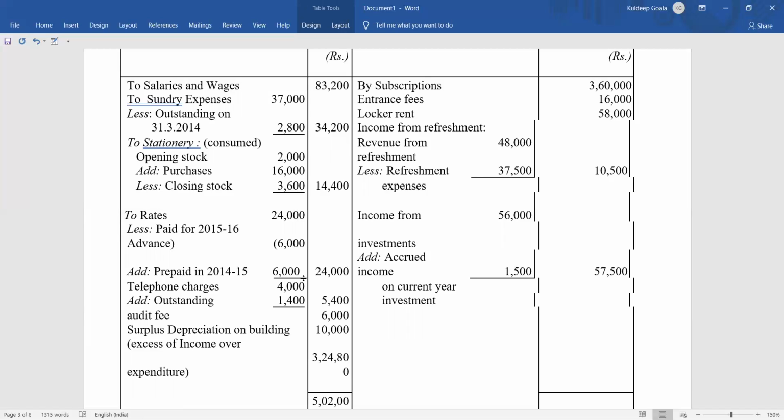We can see that we have got this deduction. I'm going to show it in the bracket so that it will be easy to understand. We are getting how much, 24,000, right? So this is what rates for 2015-16. Sorry, rates for 2014-15. Okay, rates for 2014-15. Now coming to the next one, what do we have, telephone bill.